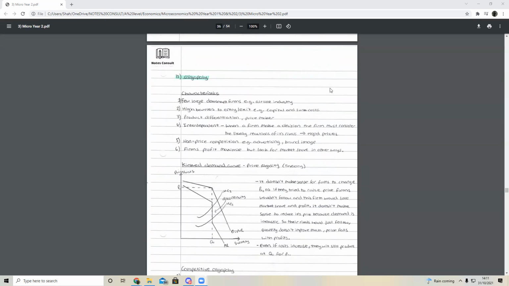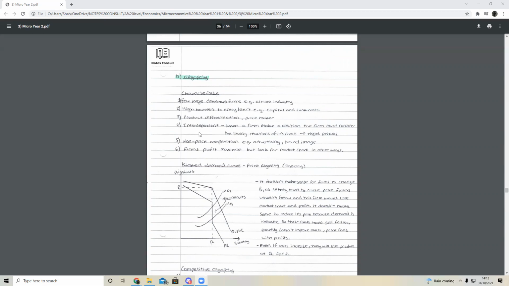But anyway, oligopolies: few large dominant firms, high barriers to entry and exit, product differentiation, so they're price makers, and they're interdependent. You know what that means? Yeah, if one firm makes a price change or something, the other firms will react, it's likely to affect the other firms.